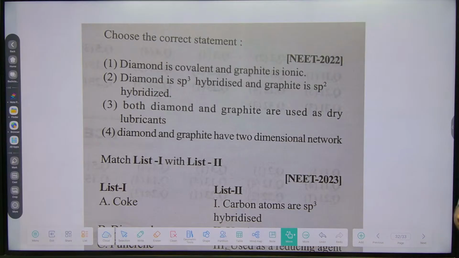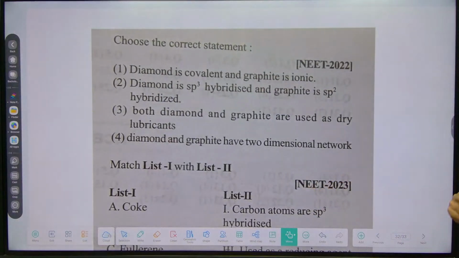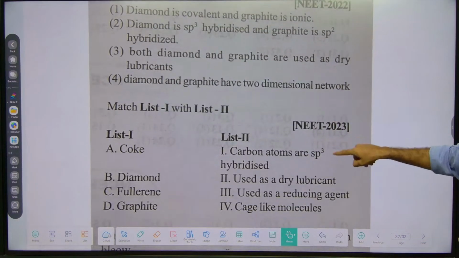Next, diamond is sp3 hybridized, graphite is sp2. Correct only, no? Next, both diamond and graphite are used as a dry lubricant. No. Which one is used? Graphite. Okay, next, diamond and graphite have a two-dimensional framework. No. Which one? Diamond has three-dimensional. So which is correct here? Only the second option. Next, these are NEET questions.